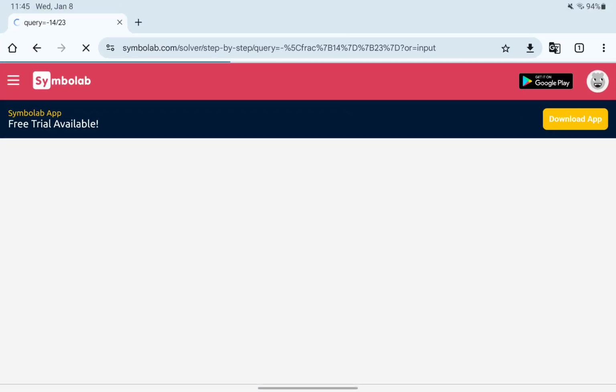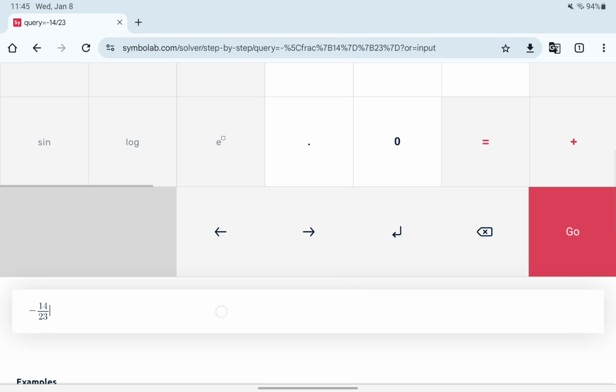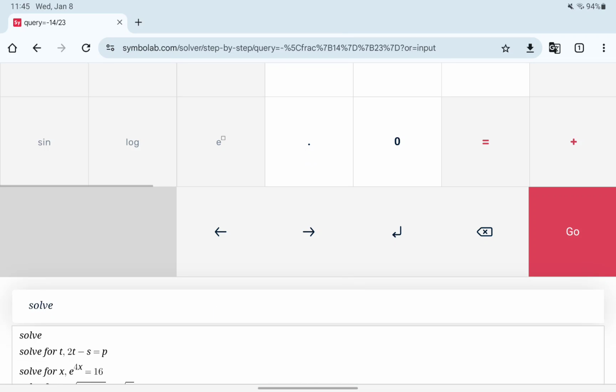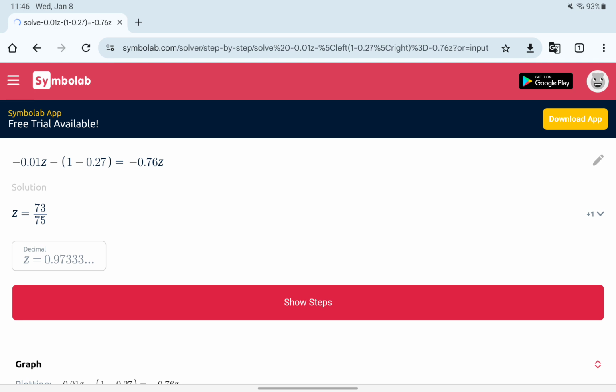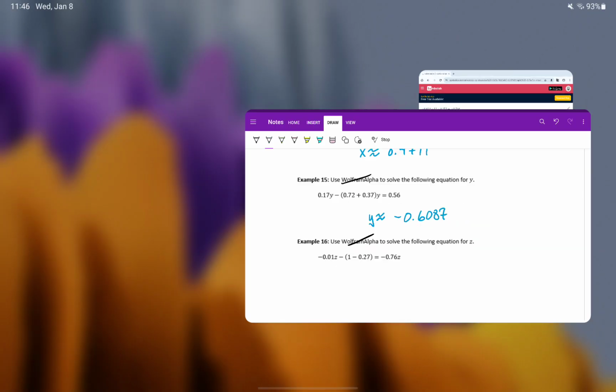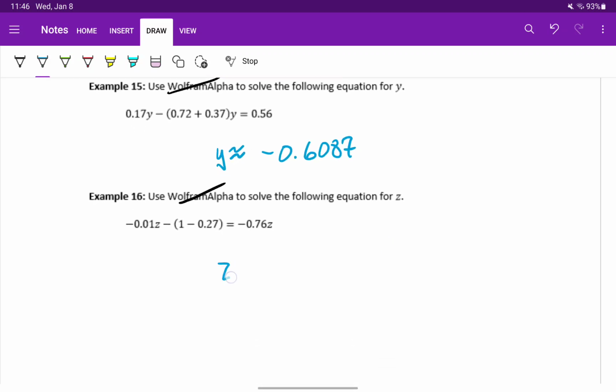In our last example, we'll again go back into that box to edit our command, and we'll ask it to solve this last equation, negative 0.01z minus the quantity 1 minus 0.27, and close those parentheses, set equal to negative 0.76 times z. And again, we'll get that decimal solution, which will round to 4 decimal places to give us a solution of z is approximately equal to 0.9733.